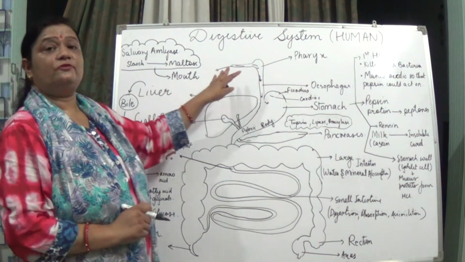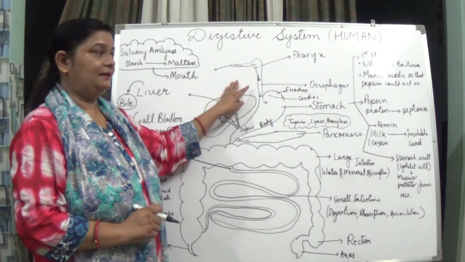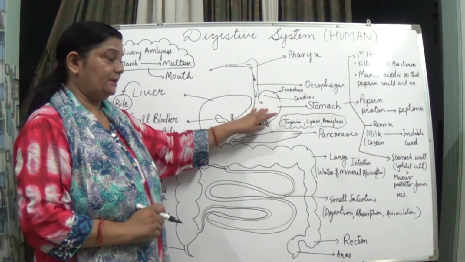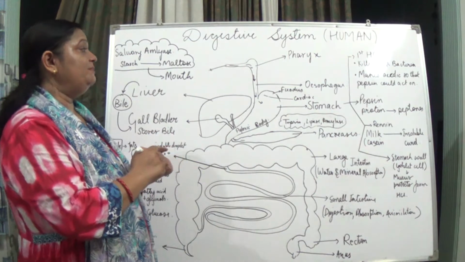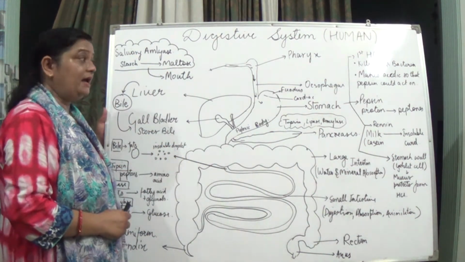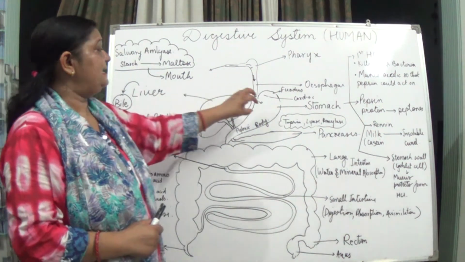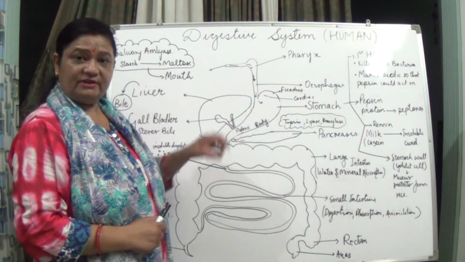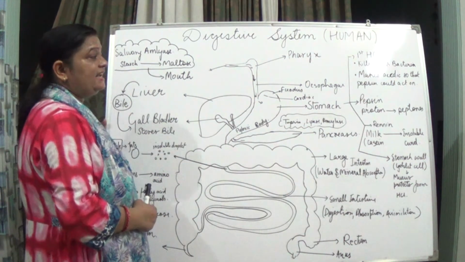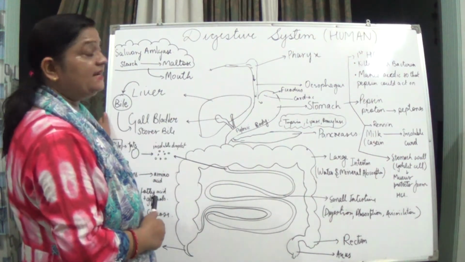And here the food is basically alkaline in nature. It is now entering the stomach. In the stomach, we'll be seeing that the proteins are being digested. The stomach secretes a number of enzymes: the first is HCl, the second is pepsin, the third is renin.